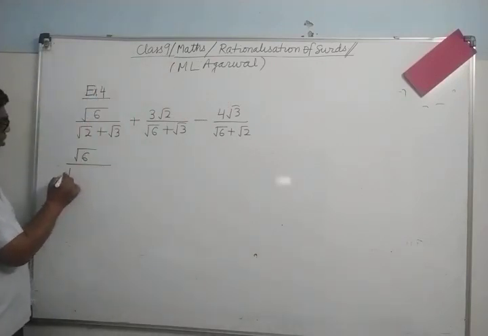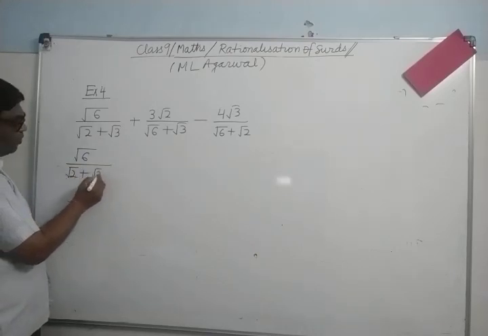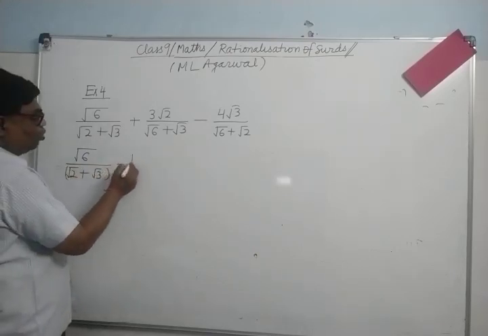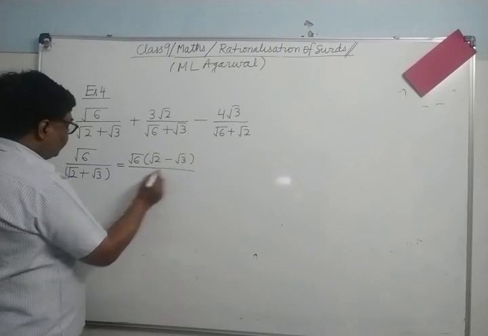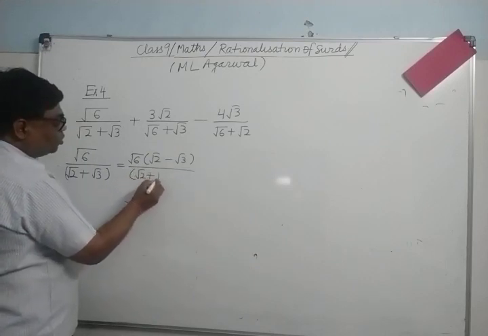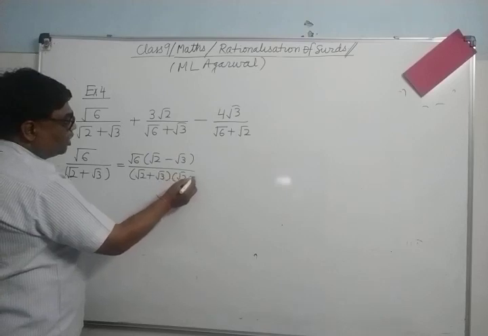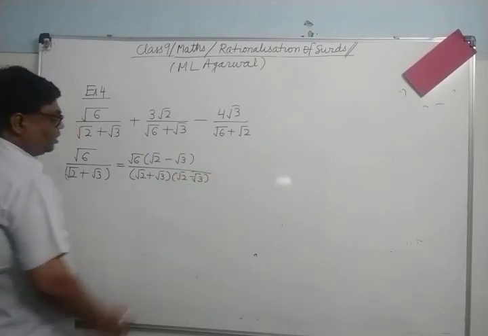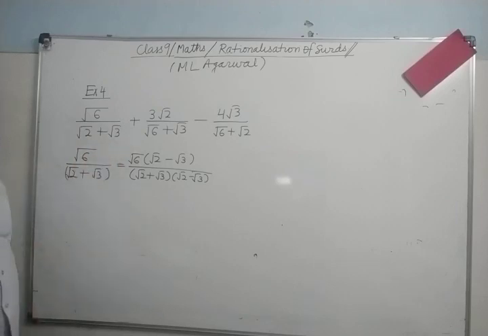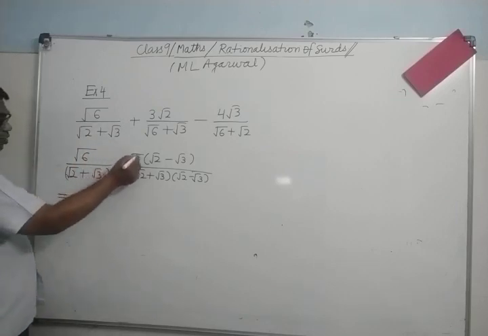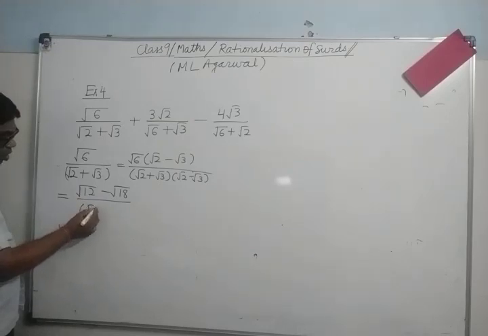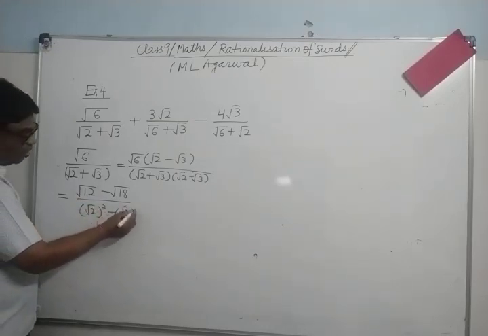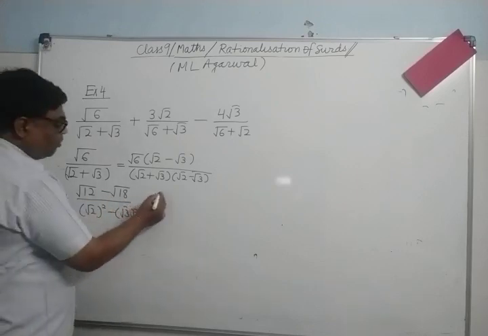It's clear? So how will you simplify this? √6 upon √2 plus √3. What is RF here? RF of the denominator is √2 minus √3. √2 minus √3 divided by √2 plus √3, √2 minus √3. It's clear? You have to multiply in the numerator as well as in the denominator. So in the numerator √6 into √2, √12 minus √18, and here in the denominator it is √2 whole square minus √3 whole square. So now you can simplify further.